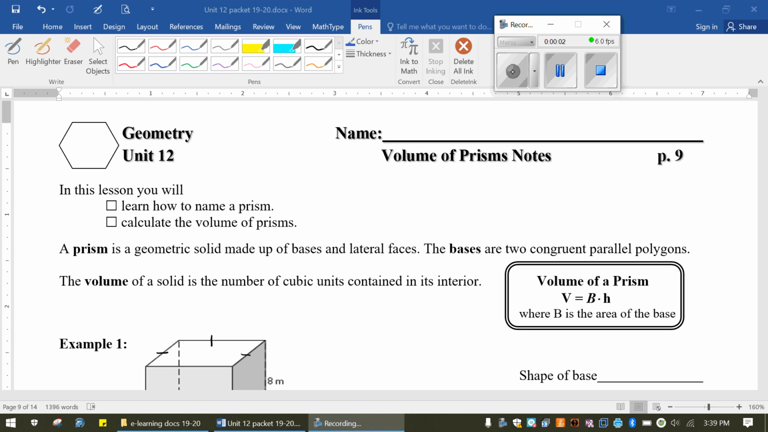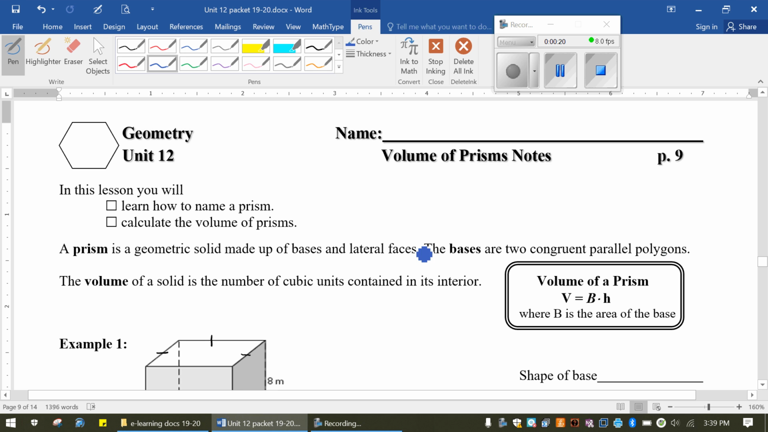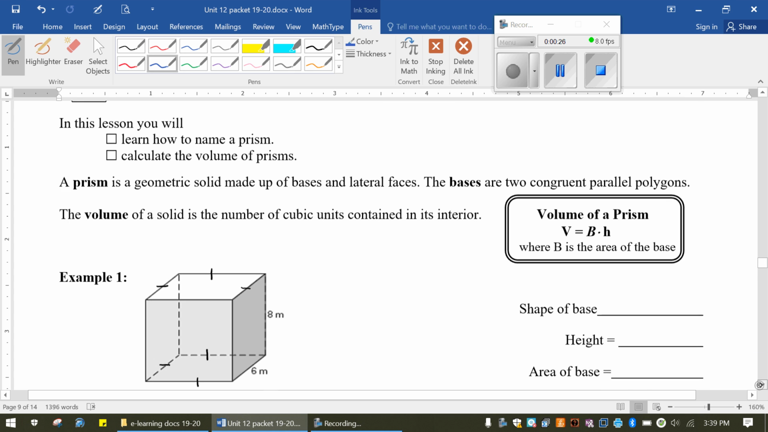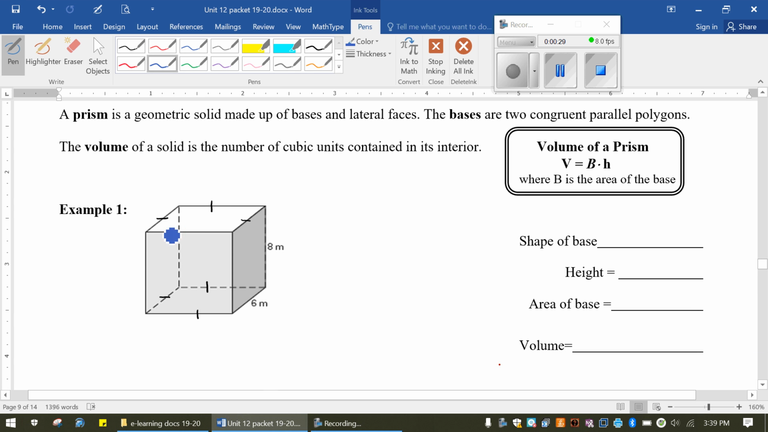Okay, the next solid we're going to be using to find volume is a prism. A prism is a geometric solid made up of bases, and those bases are congruent parallel polygons. The things that connect the bases to each other are called lateral faces. Just to review what volume means, volume is how much it takes to fill the entire space, to fill the entire thing inside.